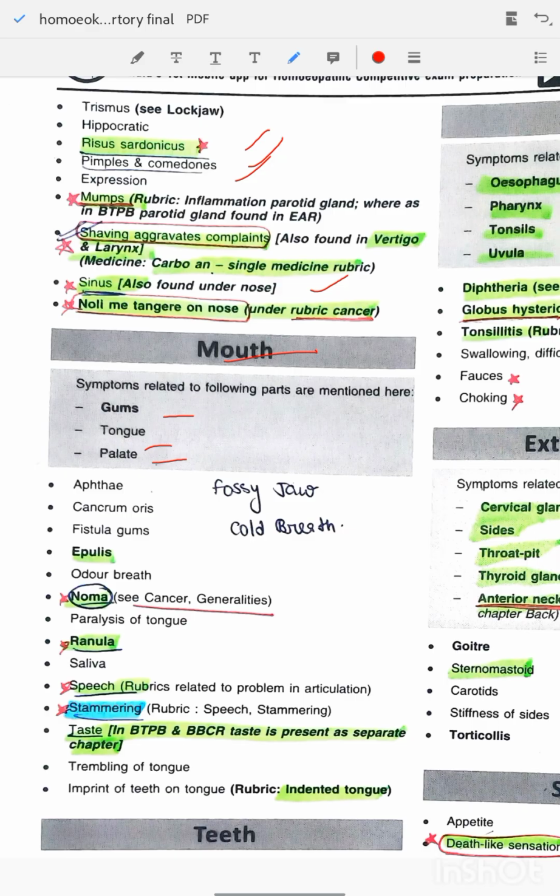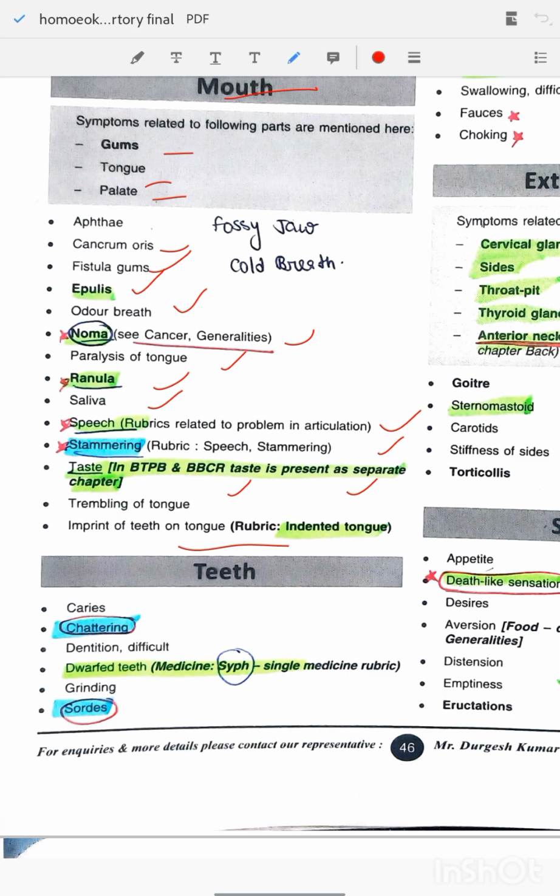Aphthae, cancrum oris, fistula gums, epulis, odor breath, noma, paralysis of tongue, ranula, saliva, speech, stammering, taste. In BTPP and BBCR, taste is given as a separate chapter. Trembling of tongue, impaired, imprint of teeth on tongue, that is indented tongue. On teeth, you will have caries, clattering, dentition difficult, dwarf teeth, grinding, swords.